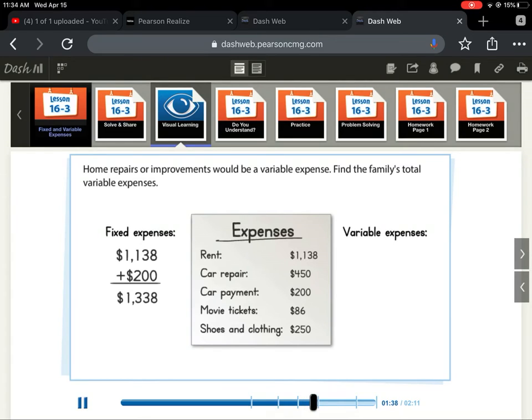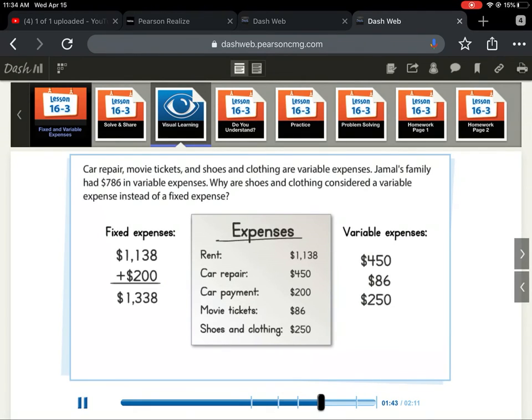Find the family's total variable expenses. Car repair, movie tickets, and shoes and clothing are variable expenses. Jamal's family had $786 in variable expenses. Why are shoes and clothing considered a variable expense instead of a fixed expense?